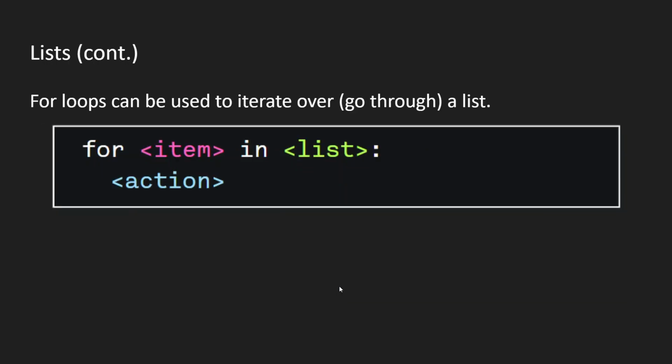For loops can be used to iterate over or go through a list. So for item in list, do action. So just like how we had the range function, which created a sequence, you can use a list in the same way.